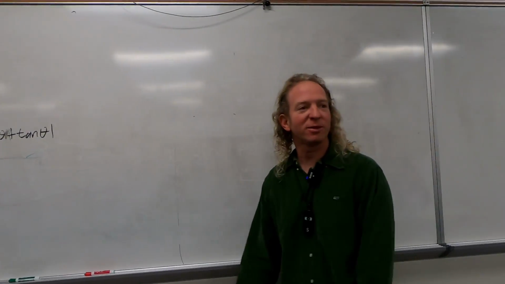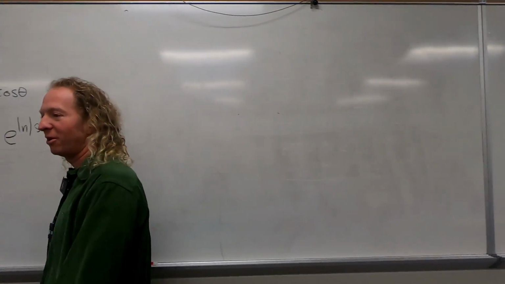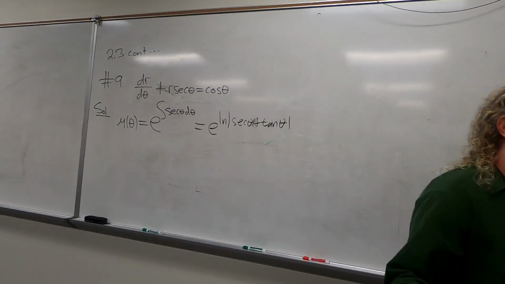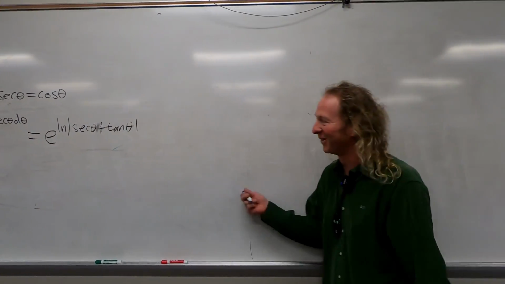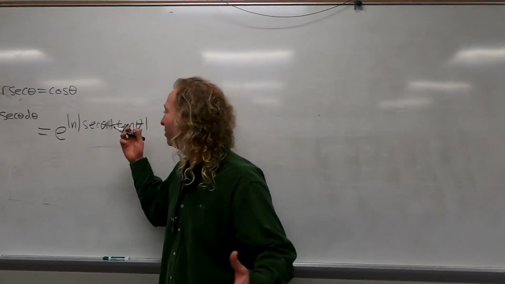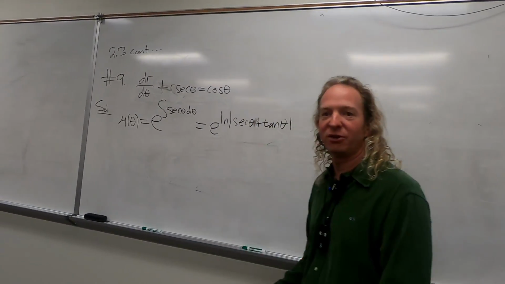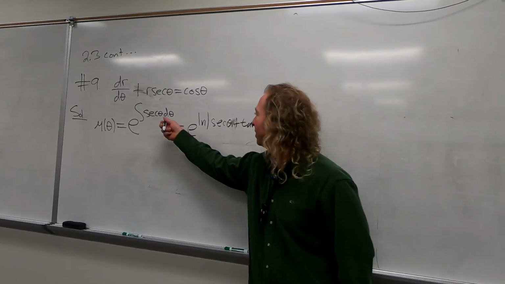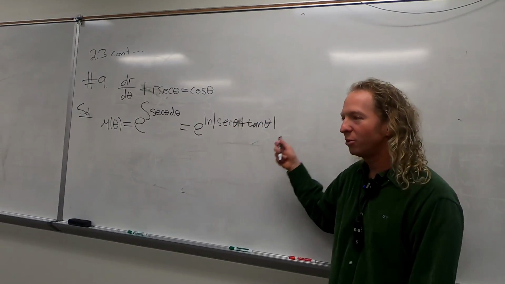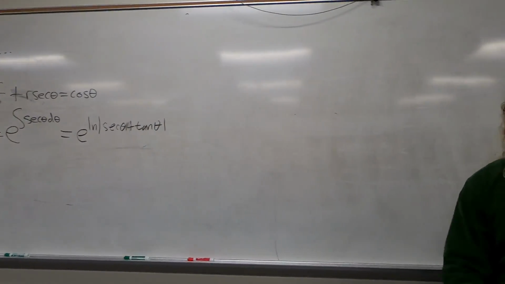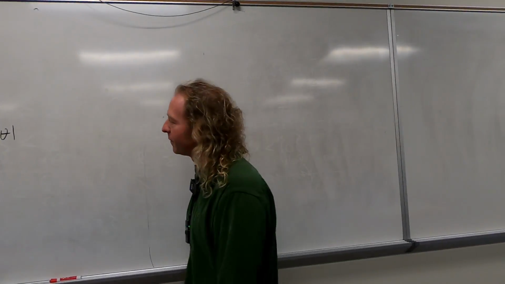Do you all remember that from somewhere, maybe? It's okay if you don't. The reason I'm doing this is because I figured you wouldn't. So now you know. This is one of the ones you eventually end up memorizing in this class, if you don't already know it. So the integral of secant is ln absolute value of secant plus tangent. It's a good one to know.